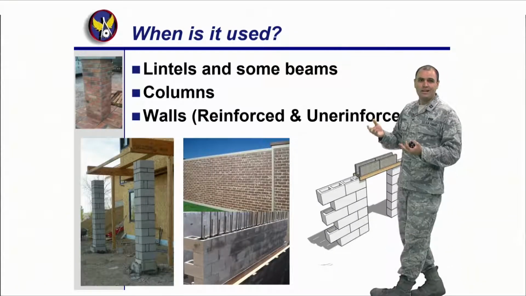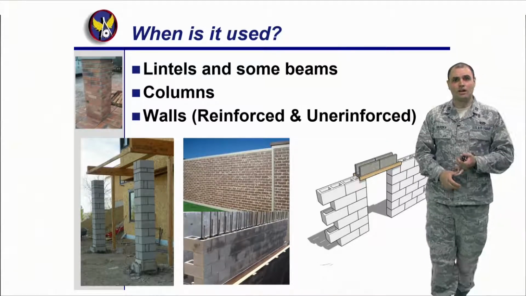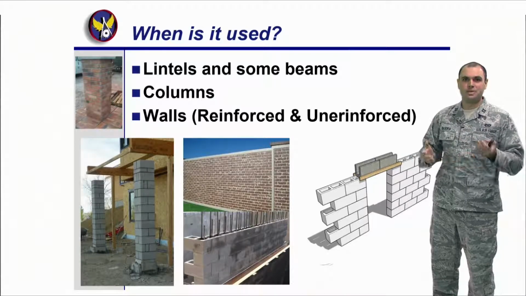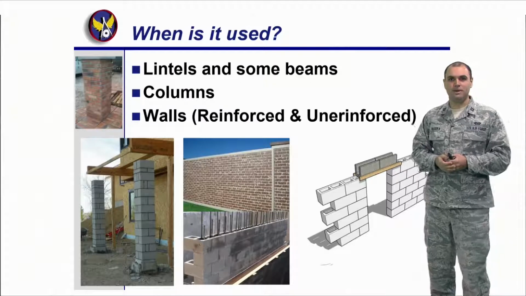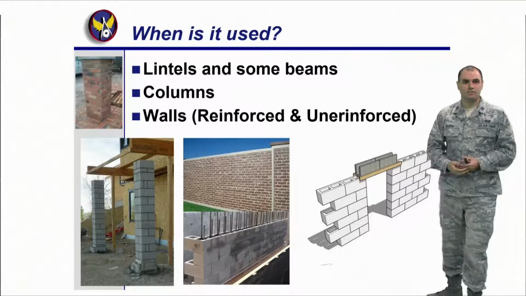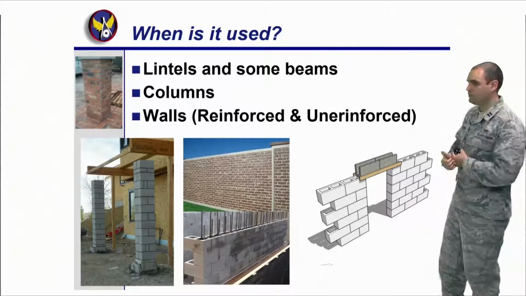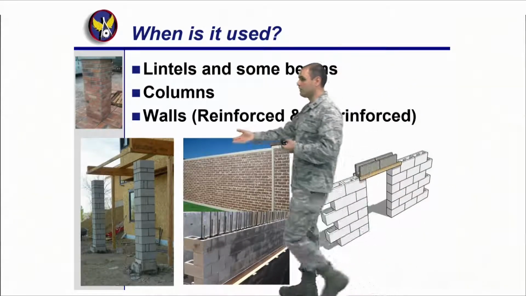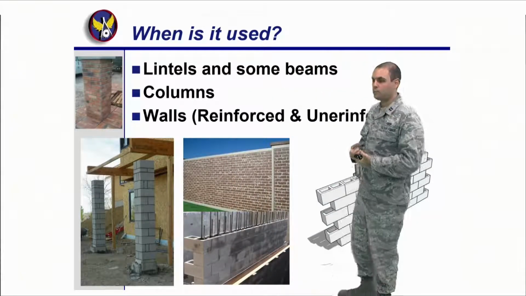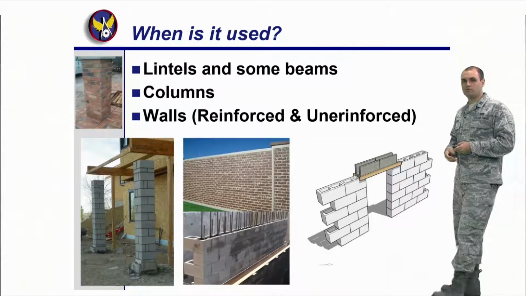So when is it used? Lintels and some beams. A lintel, just so you know, is basically an opening like a door or a window. By the time you start going into very large beams, it doesn't really make sense to use masonry. It makes sense to do concrete or steel. But just so you know, it does exist. Sometimes we want to use masonry for lintels so we can keep the pattern and it looks nice. Columns, right? You get to see here columns, a very effective use. They're very good in compression and they're lighter than concrete when you think about it. And then finally walls, either reinforced or unreinforced.